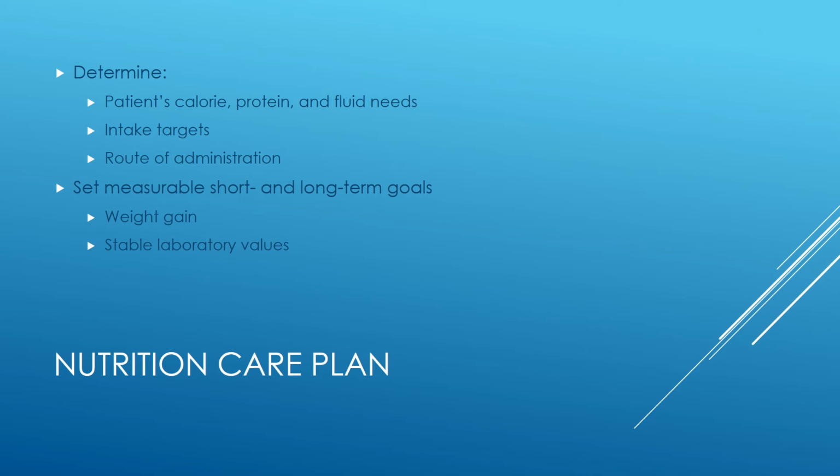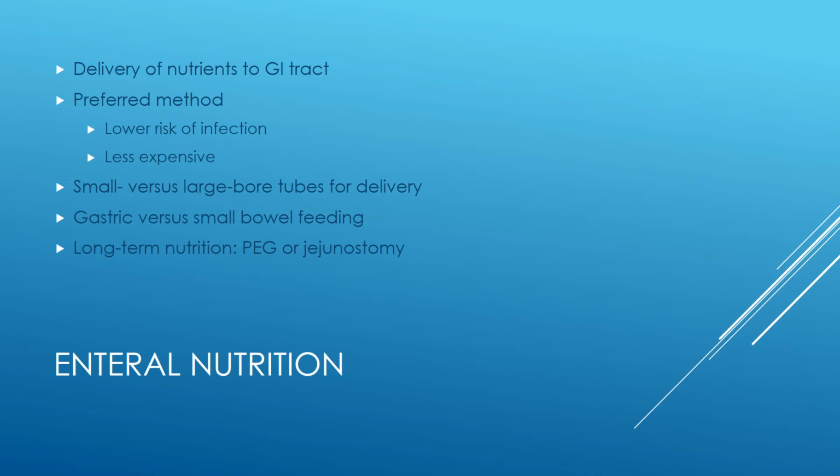Nutrition care plan: determine the patient's calories, protein and fluid needs, intake targets, the route of administration, set measurable short and long-term goals. Some of those examples would be like weight gain, stable laboratory values. Enteral nutrition, delivery of nutrients to the GI tract. It's the preferred method, lower risk of infection, less expensive. Small versus large bore tubes for delivery.